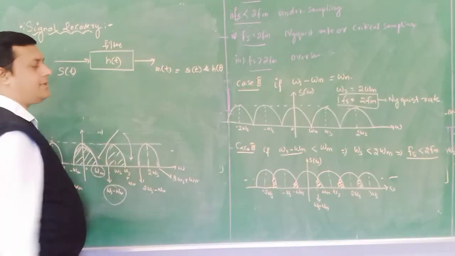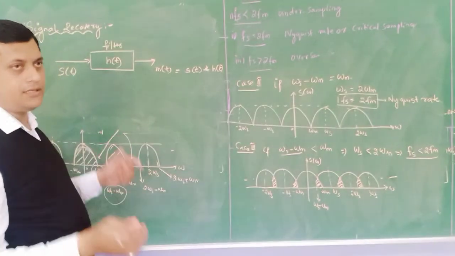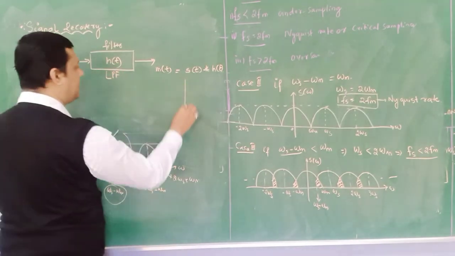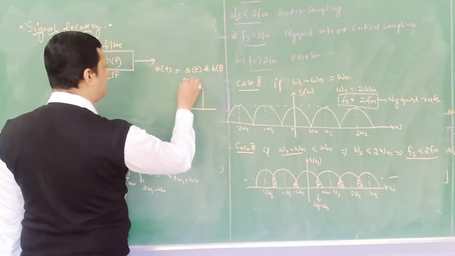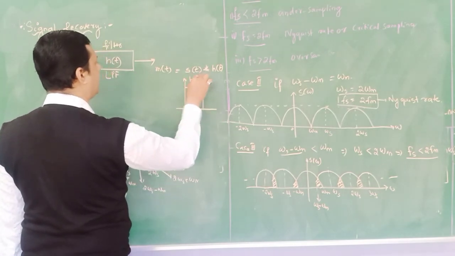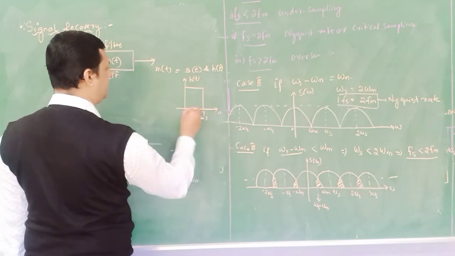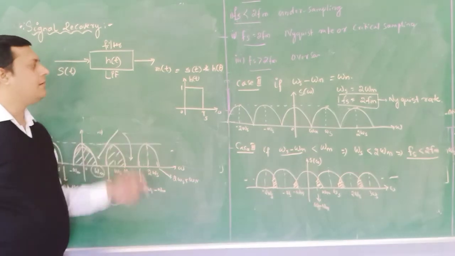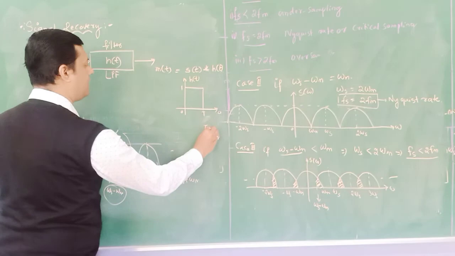Now let us consider this filter response is a low pass filter. So what is the low pass filter response? It will identify h(t) for a time period T, not Ts. T means 1 by Fm.